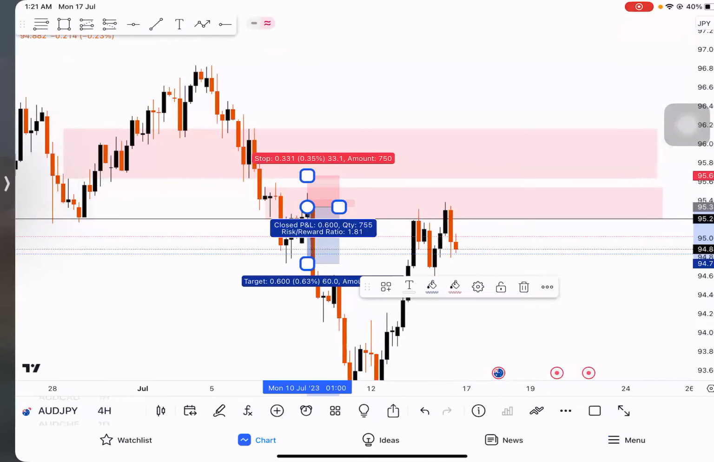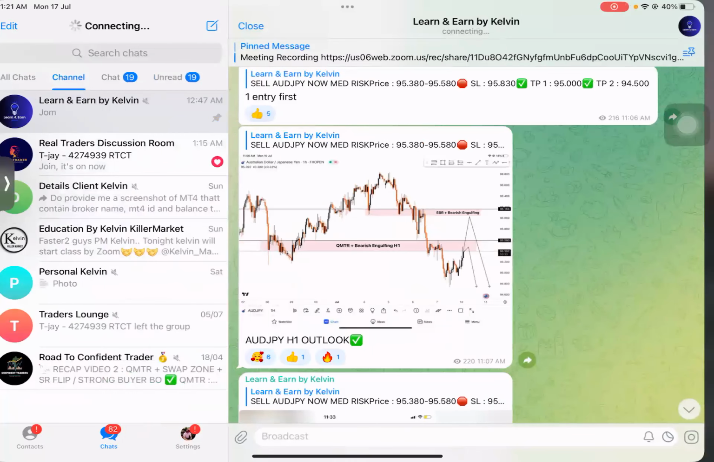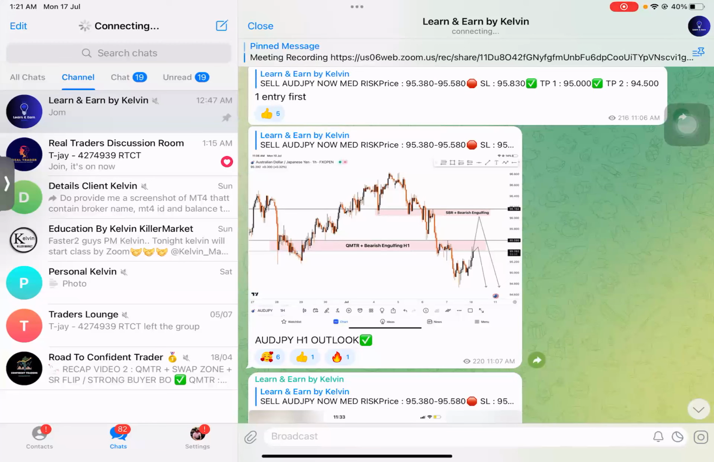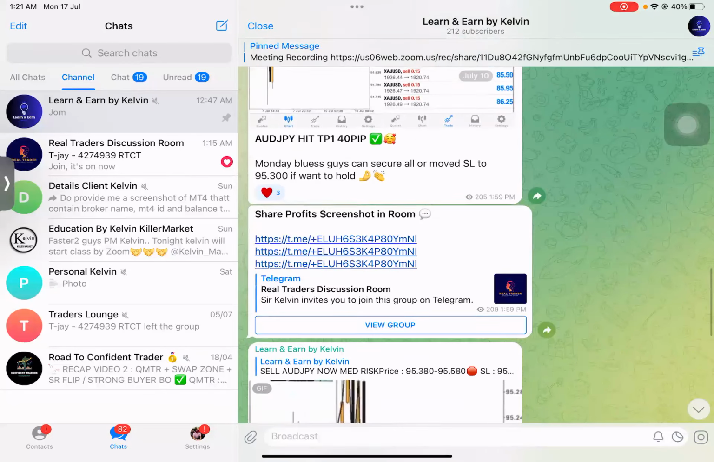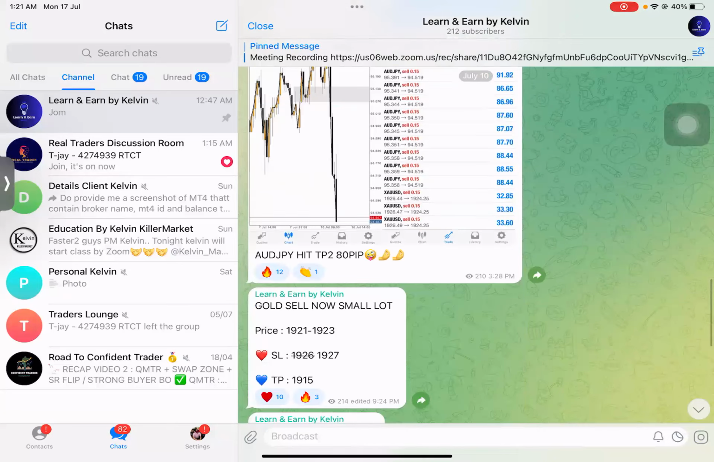You can review the LNE also, the LNE right here. This is the H1. So whenever you get this, you can do a pullback entry. So we get the sharp of the AUD JPY sell. This is the first setup I saw.